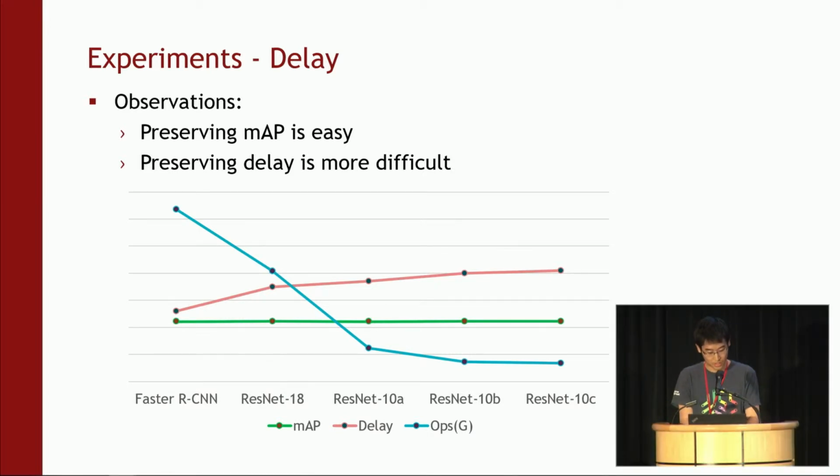Here is a better visualization of the previous table. The green line is the mAP metric, which stays almost constant all the time. The red line is the delay, which increases as the number of operations goes down. That indicates that for video object detectors, preserving mAP is easy, while preserving delay is more difficult. We hope that could provide some insights for future video object detector design.